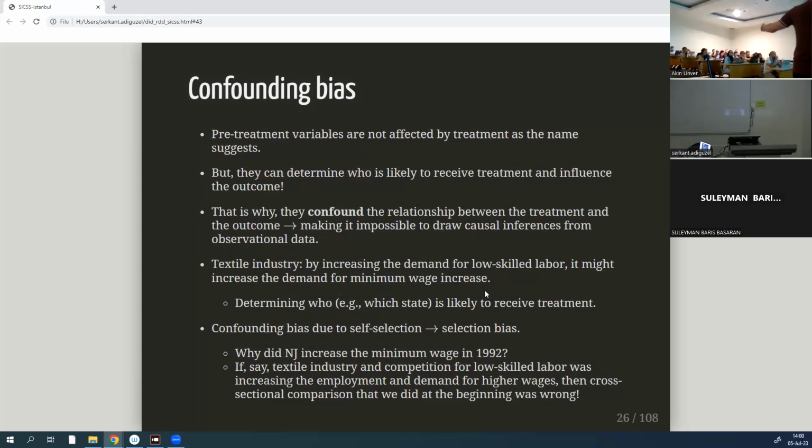Because Pennsylvania is not a comparable case. We need to infer New Jersey's counterfactual by doing something else, right? This simple cross-sectional comparison is wrong then, correct?